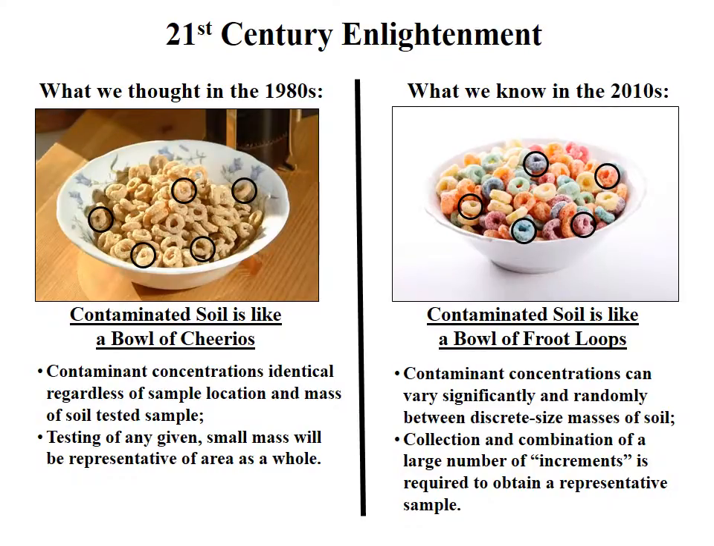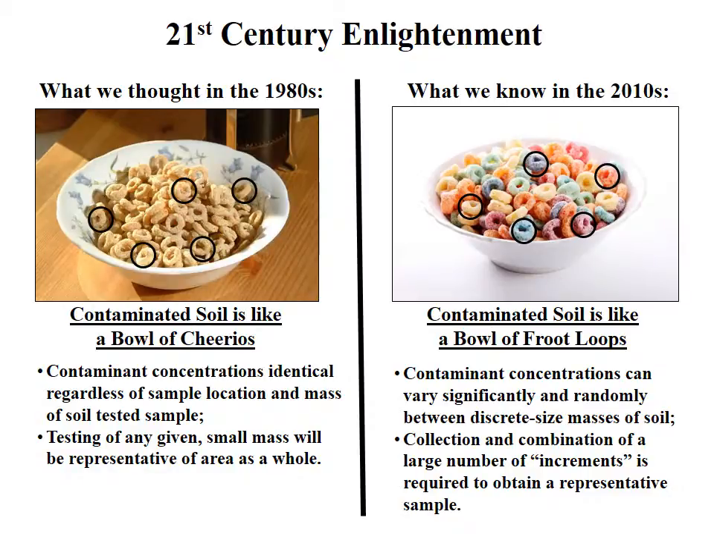So let's put it in terms of food. What we thought in the 1980s, I like to think of it as the contaminated soil, or contaminants in soil, was like a bowl of Cheerios. You could pick any individual grain or any individual piece, and you're going to get the same concentration no matter how big that piece is or where you collected it. So the size, the mass of the soil tested, and where that sample came from isn't really important if you were testing what you thought was a known spill area. The mass of the soil tested in environmental investigations is instead driven totally by what the laboratory needs.